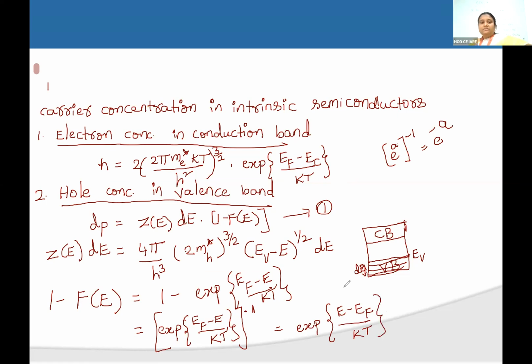And this we have taken as the second equation. This is our second equation, and this is our third equation. So what we have to do next, we are going to substitute equations 2 and 3 in equation 1.